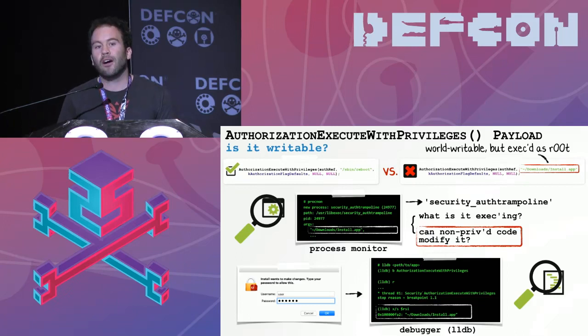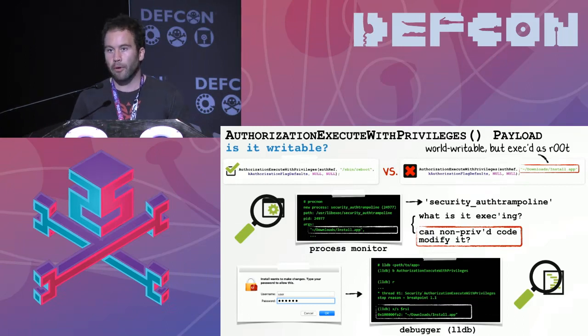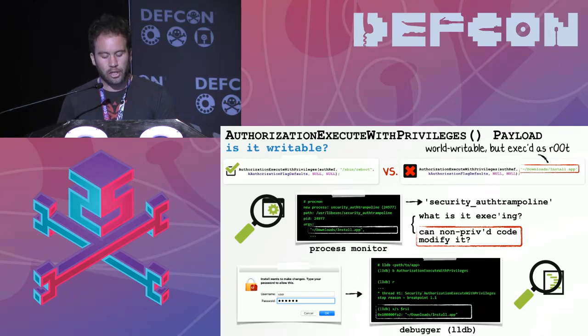There are two ways to figure out what this function is about to execute. The first is to use a process monitor utility. I wrote a free one that's open source and will be online after this talk. We can look at the arguments to the security_authtrampoline. Again, this is the setUID process that gets invoked when someone calls AuthorizationExecuteWithPrivileges. So here, for example, we can see it's going to execute an installer application that's in /Downloads.